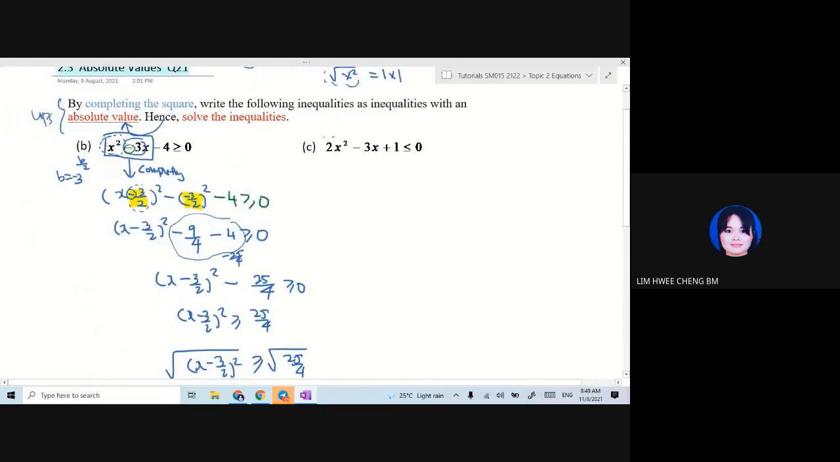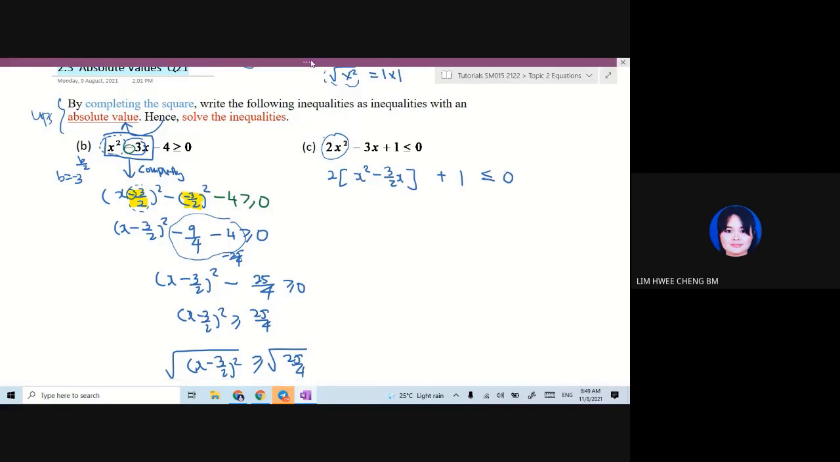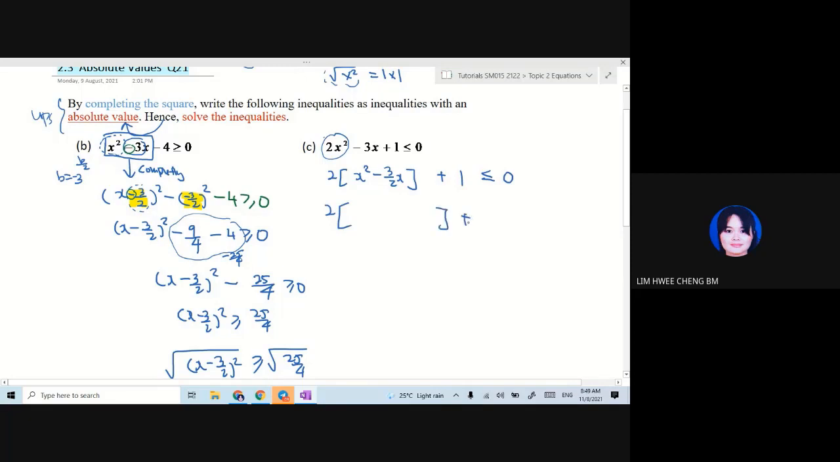So, apabila kita ada coefficient, okay, what we do? Factorize dulu. You factorize first. Okay, then only you do the completing the square. Salin dulu. Okay, so I change the color. That means I'm going to do this completing the square.